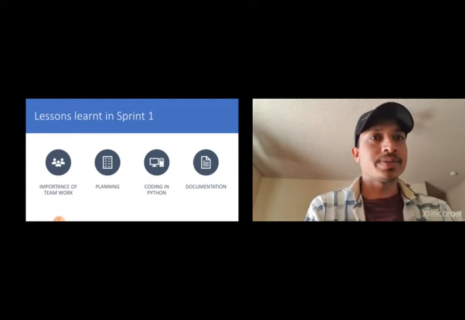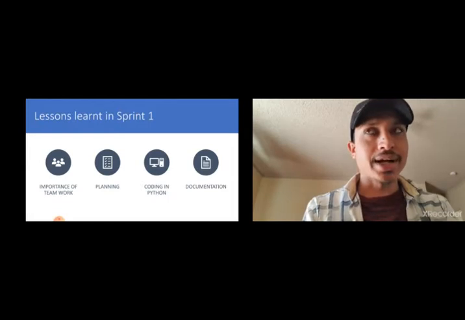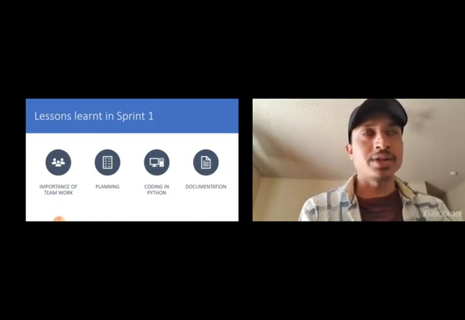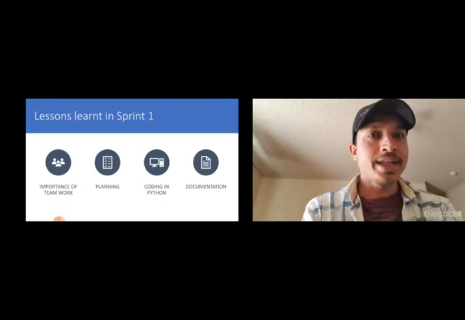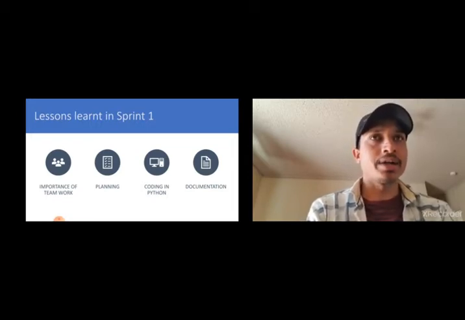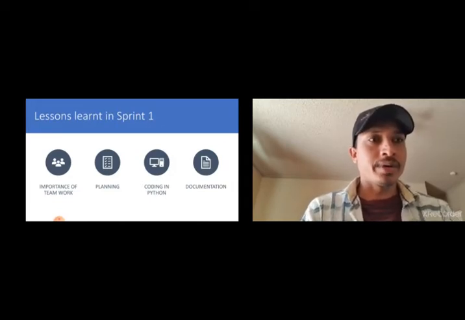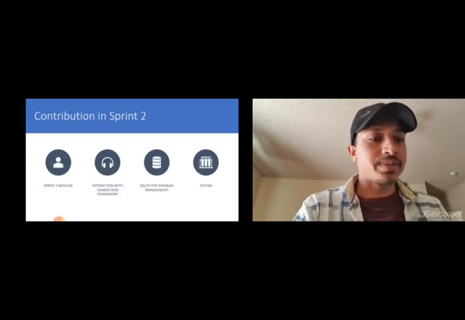After the sprints, what I learned from sprint one is the importance of teamwork. If this project was single-handed, it would be very difficult for one person and would take longer. I also learned the importance of planning, because if we did not plan how we would do the tasks, it would have been very difficult. The coding is in Python, and although I knew a little of it, I did not know a lot, so sprint one helped me to learn and use the coding on my own. I also learned the importance of the documentation part in sprint one.